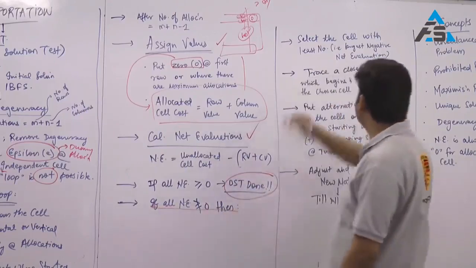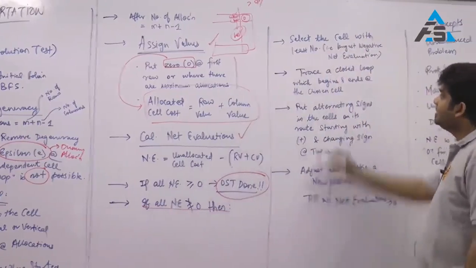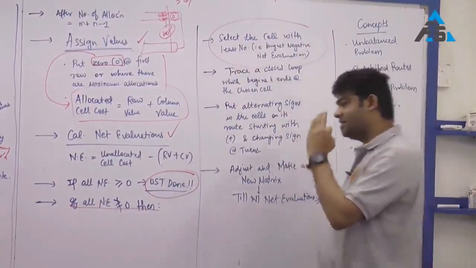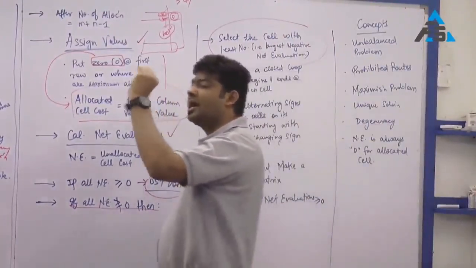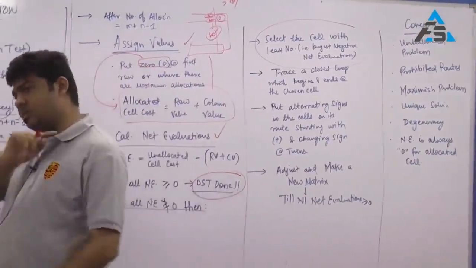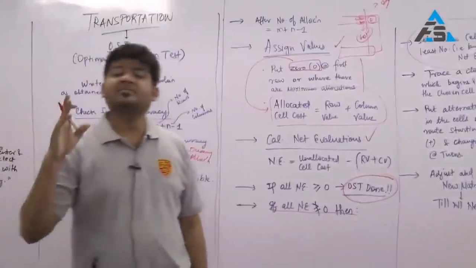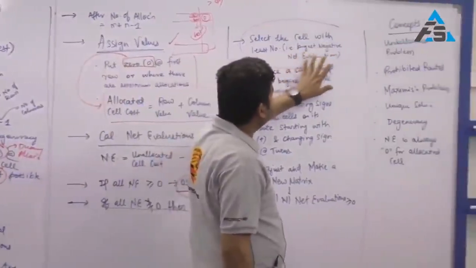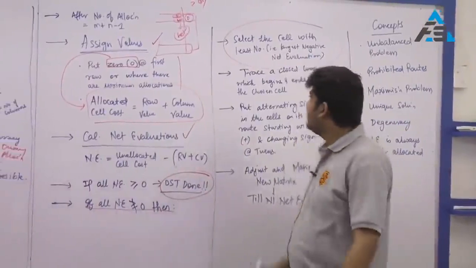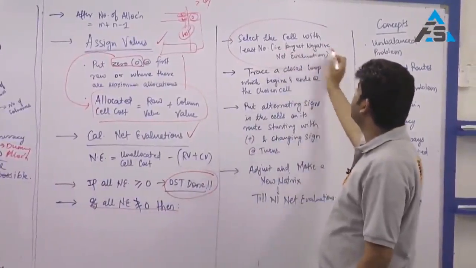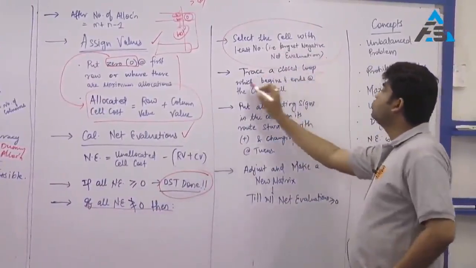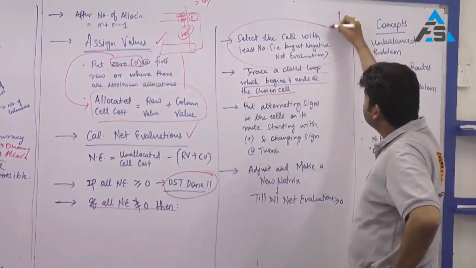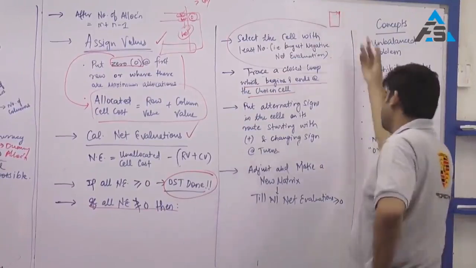If not, then how do we move ahead? Then in that case, select the cell with least number, that is largest negative net evaluation. So if there is a minus 2 and minus 5 in net evaluation, then based on number line, minus 5 is the least number, or to put it simply, largest negative net evaluation. So select the cell with least number, that is largest negative net evaluation. Trace a closed loop which begins and ends at the chosen cell. Suppose this is the cell that I am choosing. This is how my loop will look, just for an example.